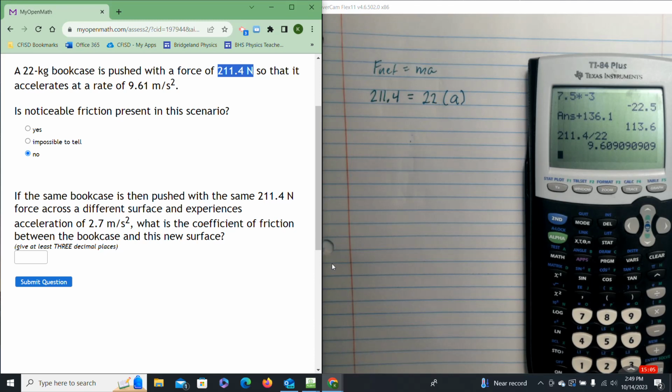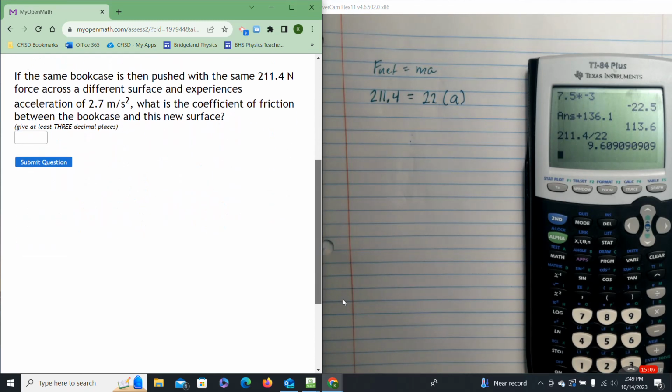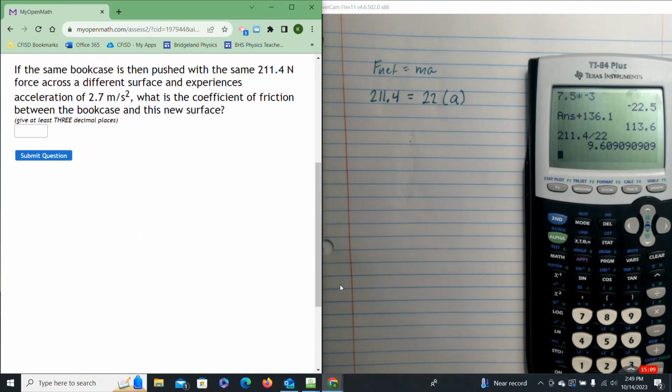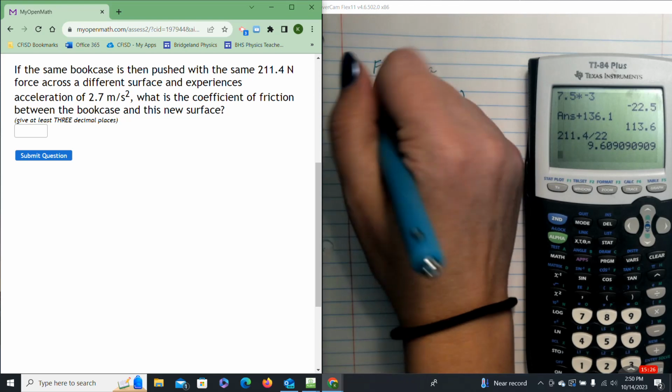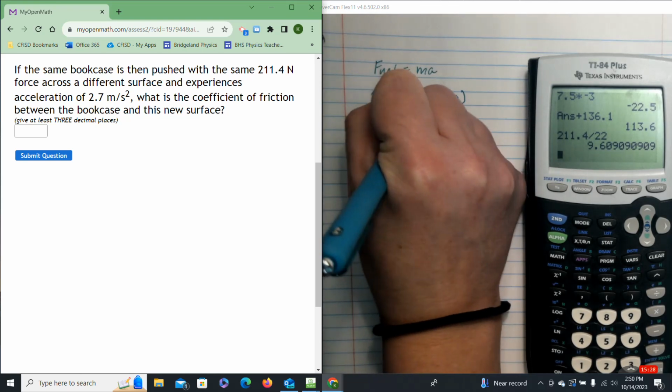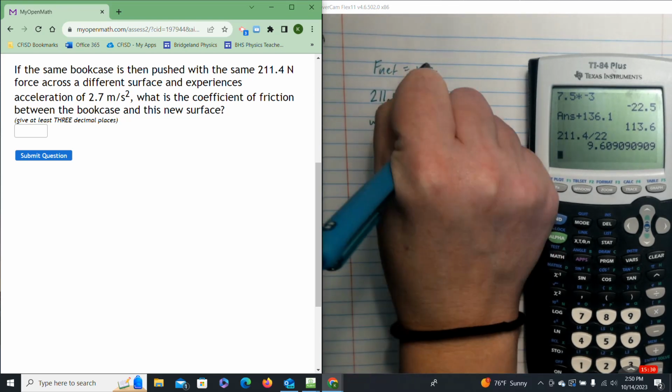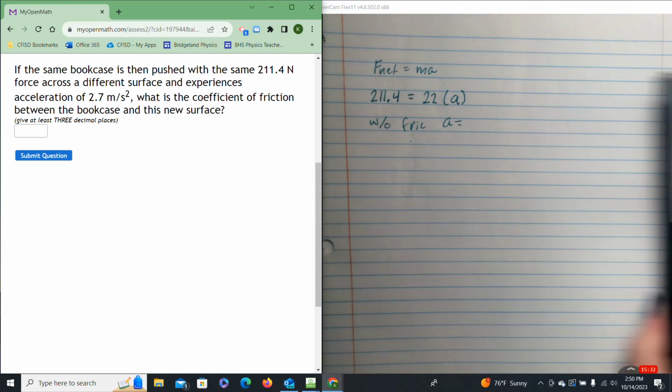Second question. If the same bookcase is then pushed with the same 211.4 Newton force across a different surface and experiences an acceleration of 2.7 meters per second squared, what is the coefficient of friction between the bookcase and this new surface? Again, without friction, my acceleration was 9.61.